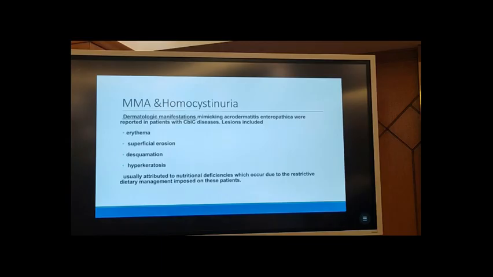There can also be some dermatological manifestations for patients with methylmalonic acidemia and homocystinuria, like erythema, superficial erosion, desquamation, hyperkeratosis. And all these skin manifestations are usually attributed to the dietary restriction.